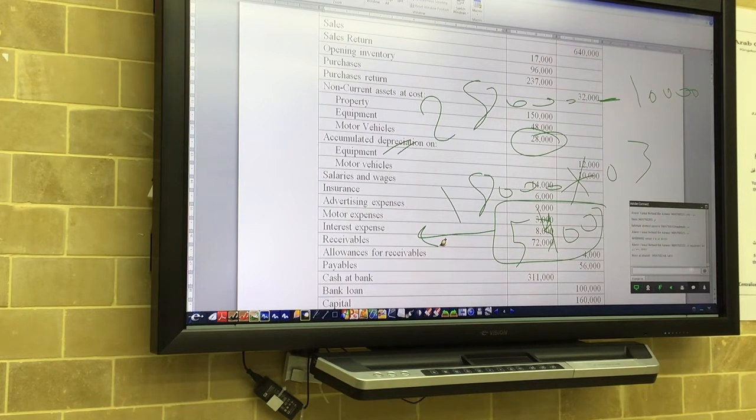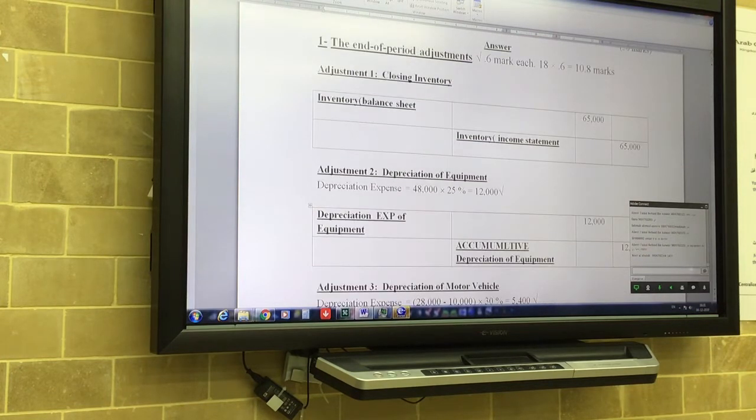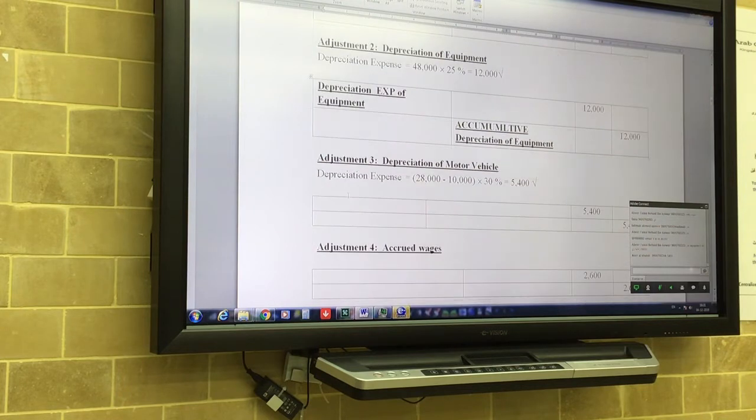So you will go and prepare the same second adjustment entry: depreciation expense, but you will write it for motor, to accumulated depreciation for motor. Okay? So you will go and write the third depreciation expense: depreciation expense for motor to accumulated depreciation.